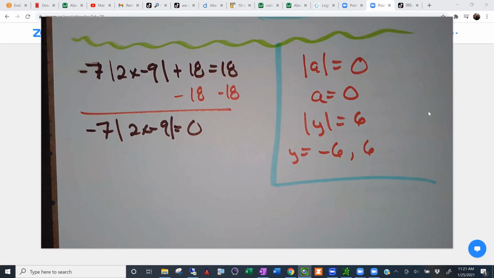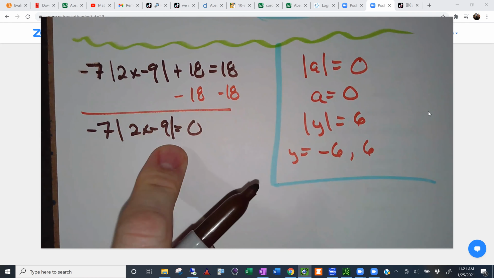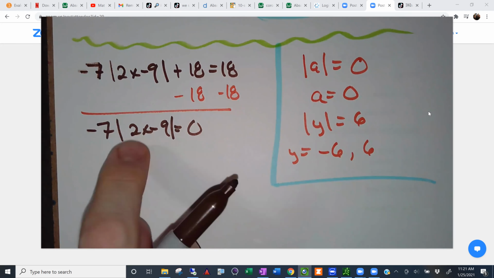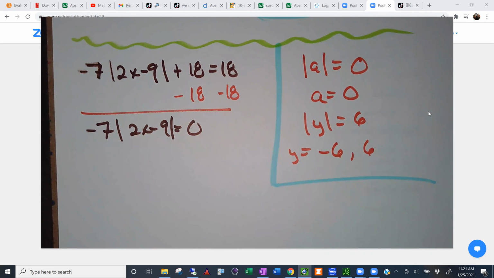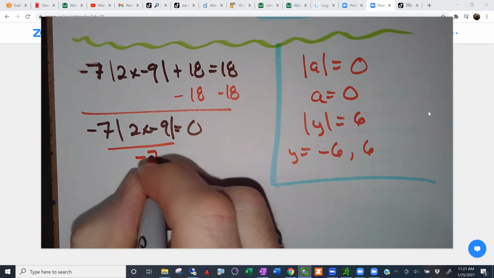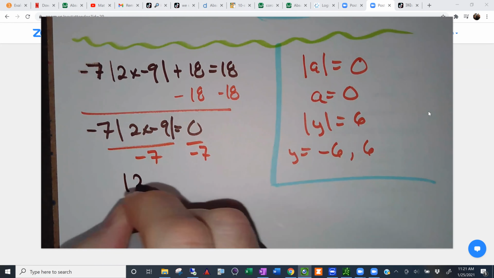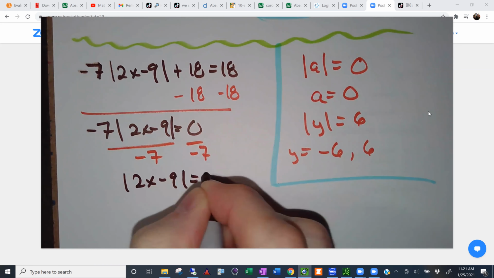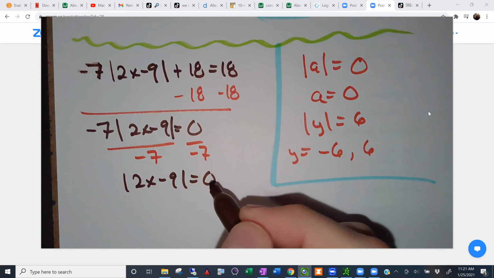We still haven't isolated the absolute value. What do I have to do to get rid of this -7 here? Divide it. So I'll divide both sides by -7. And that gives me the absolute value of 2x minus 9 equals 0, because 0 divided by anything is still going to be 0.